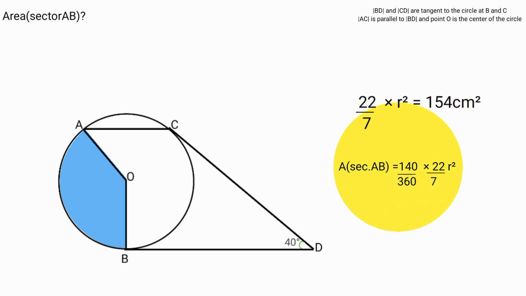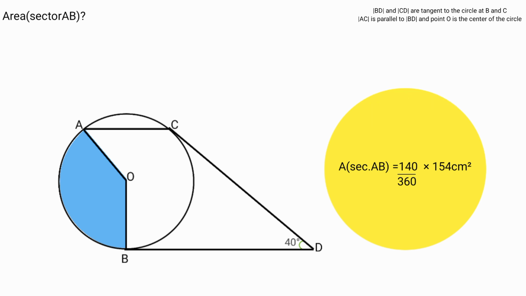Now if you look here, since area of sector equal to 140 over 360 times 22 over 7 times r squared, and here we have the value of 22 over 7 times r squared to be 154 centimeters squared, we can just go ahead and substitute it here. Now area of sector equal to 140 over 360 times 154, which if you press your calculator equal to 59.8888, approximately equal to 59.8. So area of sector in blue equal to 59.8 centimeters squared.